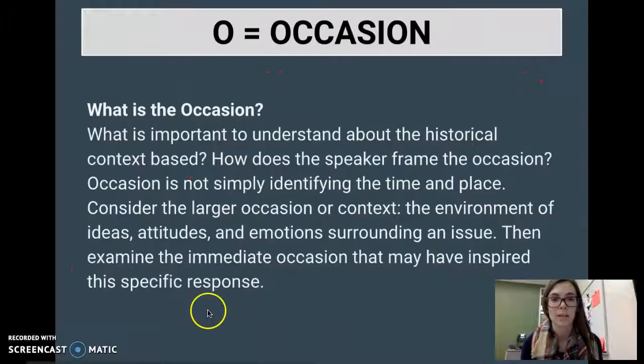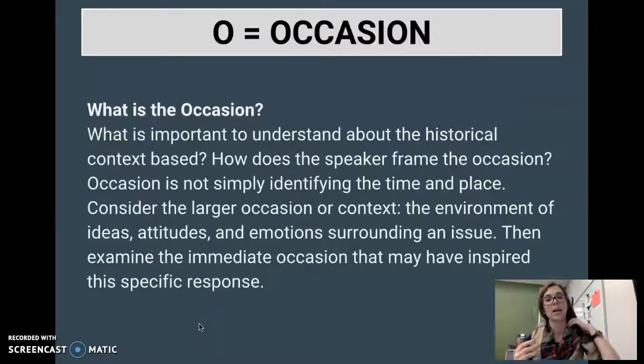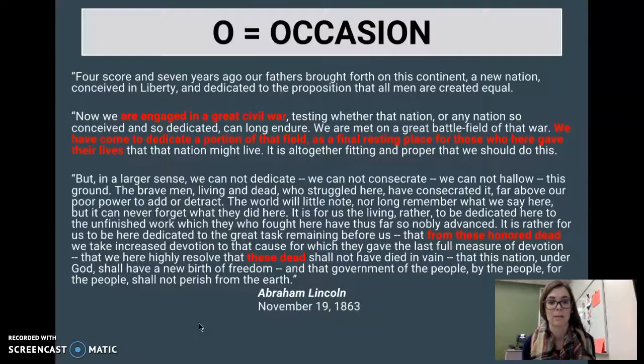Our next element of SOAPSTone is occasion. Occasion is the context of why the speech is being given. So how does the speaker frame the occasion or the context? Why is the speech being given at all? And so we're going to be aware of our occasion specifically with the mock trial in terms of why are we giving that speech. It's not just because Lenny's on trial, it's because we want to convince the jury of our position. So here's, again, the same example with Abraham Lincoln's Gettysburg Address.